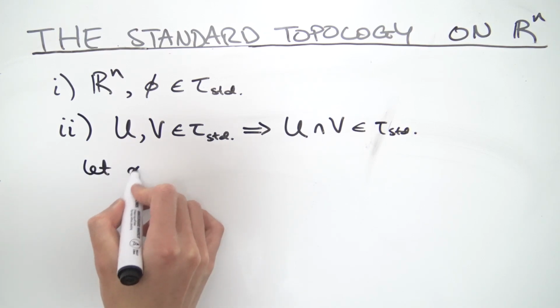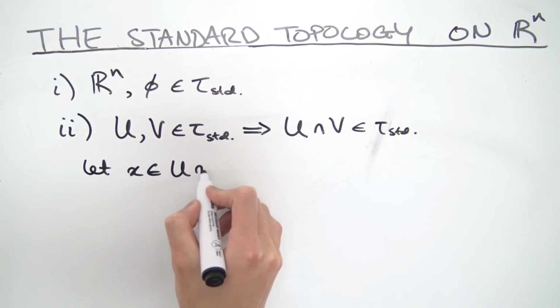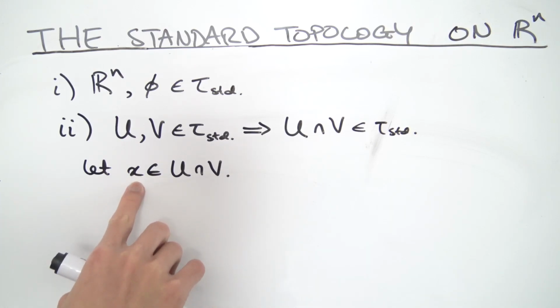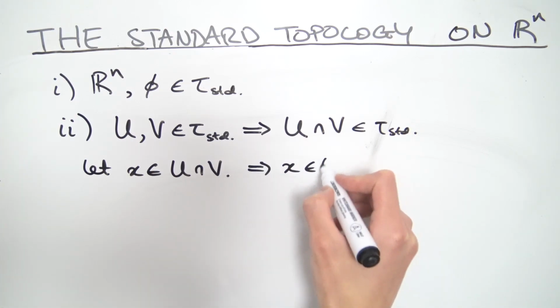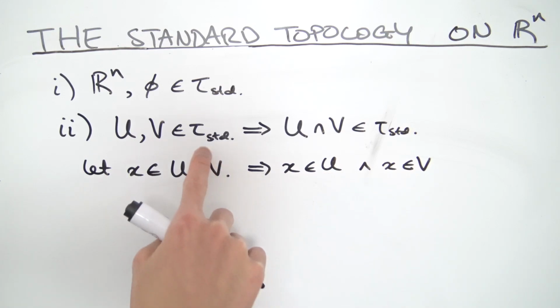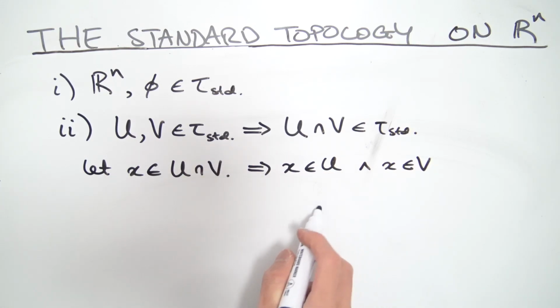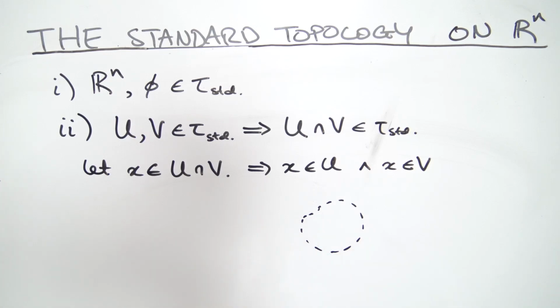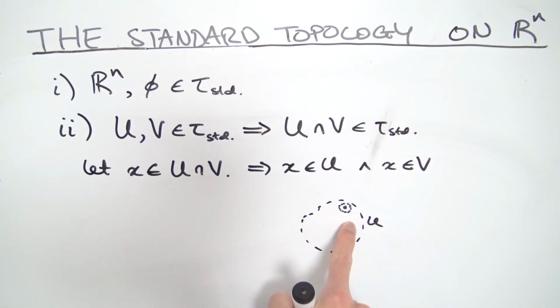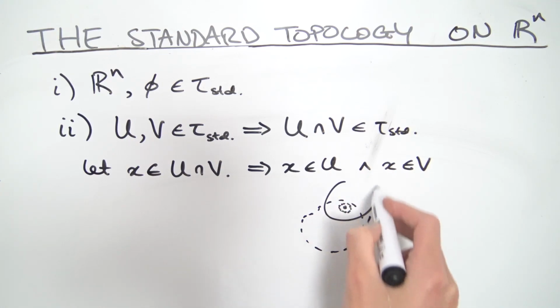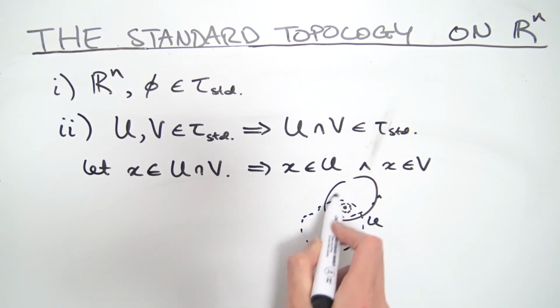So we're going to let X be in the intersection of U and V. Now, if X is in the intersection of U and V, obviously X is in U and X is in V. So this is clear. Now we're assuming that U and V are already in the standard topology, which means they're nice open sets. Over here, they don't contain the boundary. So if X is in U, so let's say this is U over here, then we must find a small little ball around that that's still contained in U. Same goes for V. So let's say that's V. So yeah, open boundary and so on.